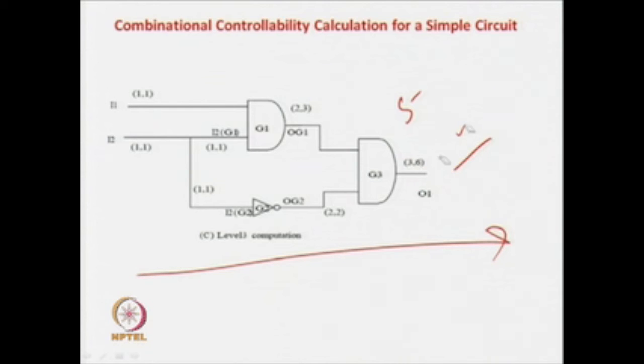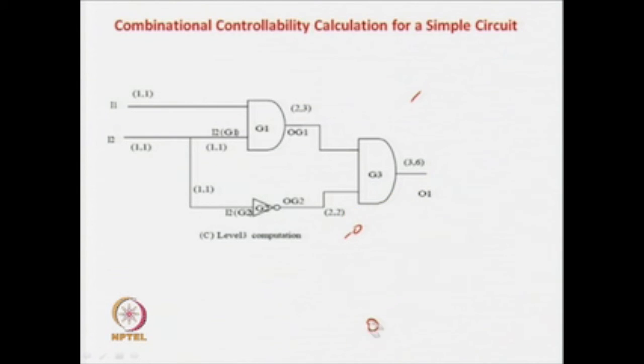Similarly, if you consider this net, for a stuck-at 0 fault you have to apply a 1, and for a stuck-at 1 fault you have to apply a 0. The difficulty of both of them is 2 2. So, they are equivalent to test over here, because observability is the same for stuck-at 0 and stuck-at 1 faults at this net.